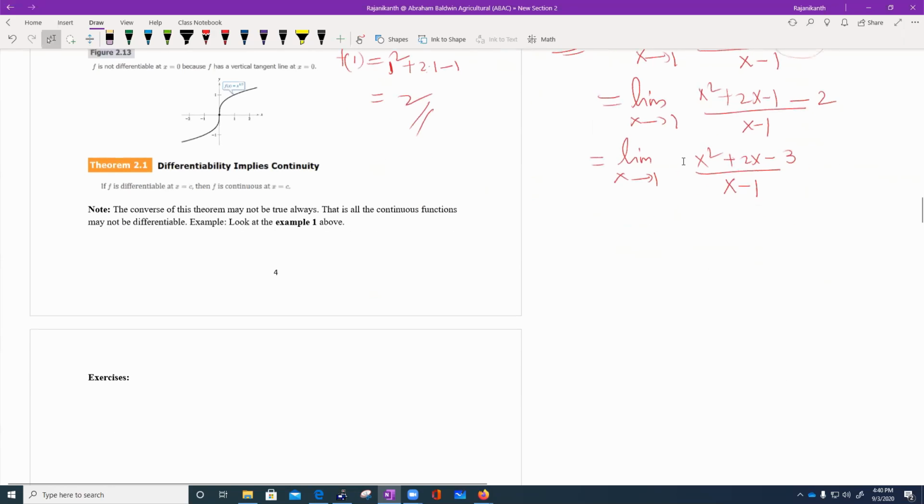Now this problem is nothing but a chapter 1 problem, no? Finding the limit of this function. Remember, there are so many techniques we learned in chapter 1 for finding limits.